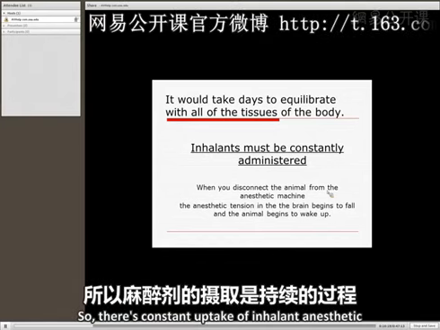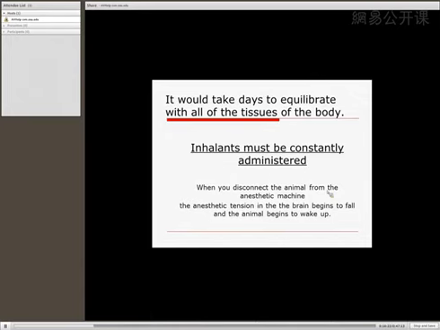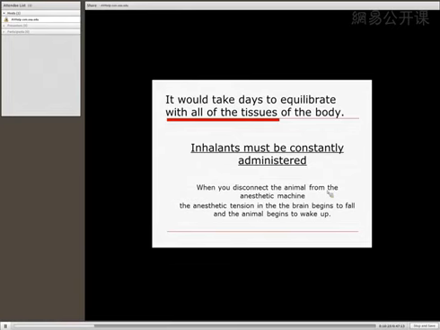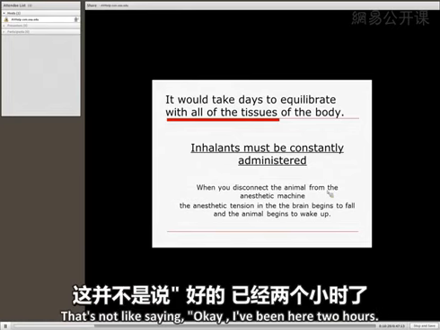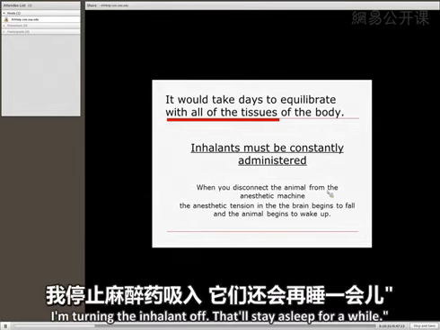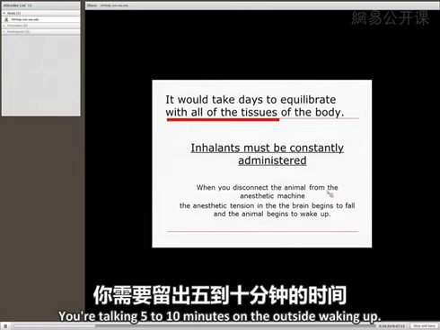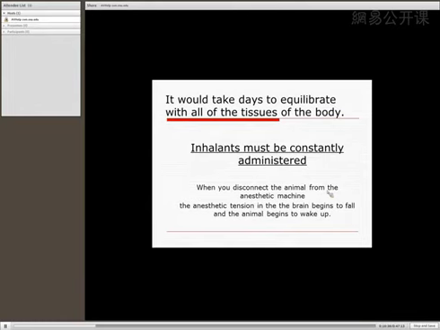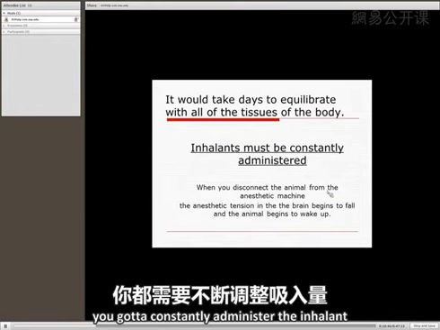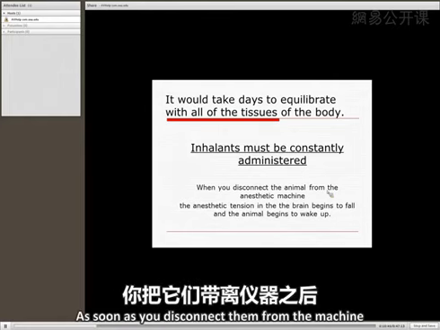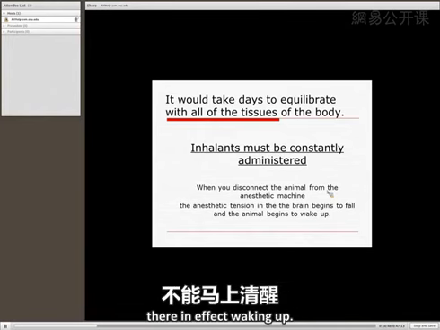So there's constant uptake of inhalant anesthetic. I think that's the overall message of this. As soon as you turn the inhalant off, the animal starts waking up. It's not like you can say, okay, I've been here 2 hours, I can turn the inhalant off, they'll stay asleep for a while. You're talking 5 to 10 minutes on the outside as they're waking up. So they never equilibrate. You've got to constantly administer the inhalant in order to keep them asleep. As soon as you disconnect them from the machine, they're in effect waking up.